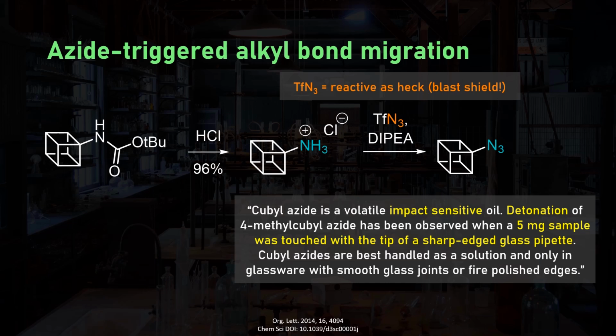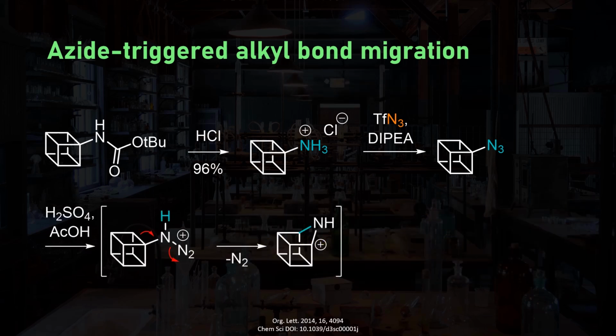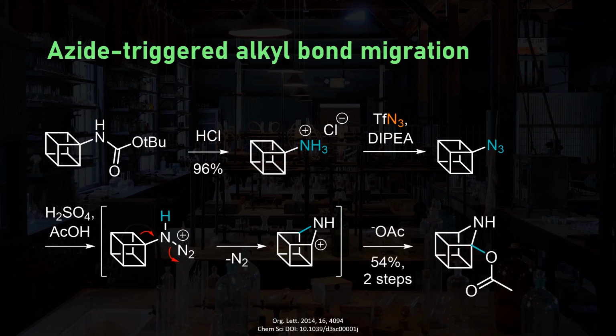Both of these azides come with a hefty explosion warning, so they are best handled only in solution and behind the blast shield. Adding some acid now, you guessed it, leads to another Curtius-like rearrangement with migration of the alkyl group to displace N2. The resulting carbocation is then trapped by the acetic acid in the environment to give the product. After all of this, we finally have a single nitrogen in the correct oxidation state installed.